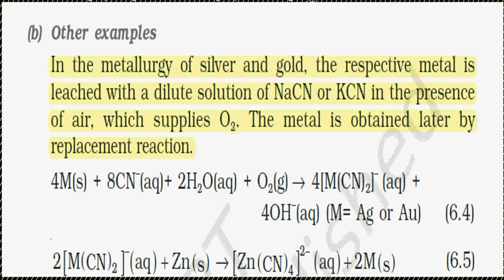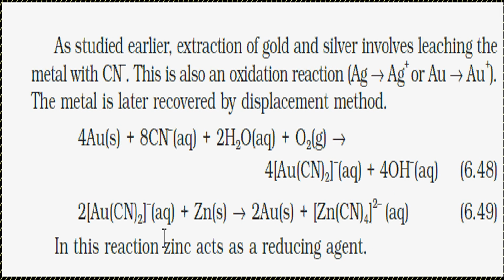reacts with zinc to give you the metal. So here we have 2M(CN)2 minus ion plus Zn gives you the metal 2M plus [Zn(CN)4] 2 minus ion. Page number 164 of your textbook also gives you leaching of gold.